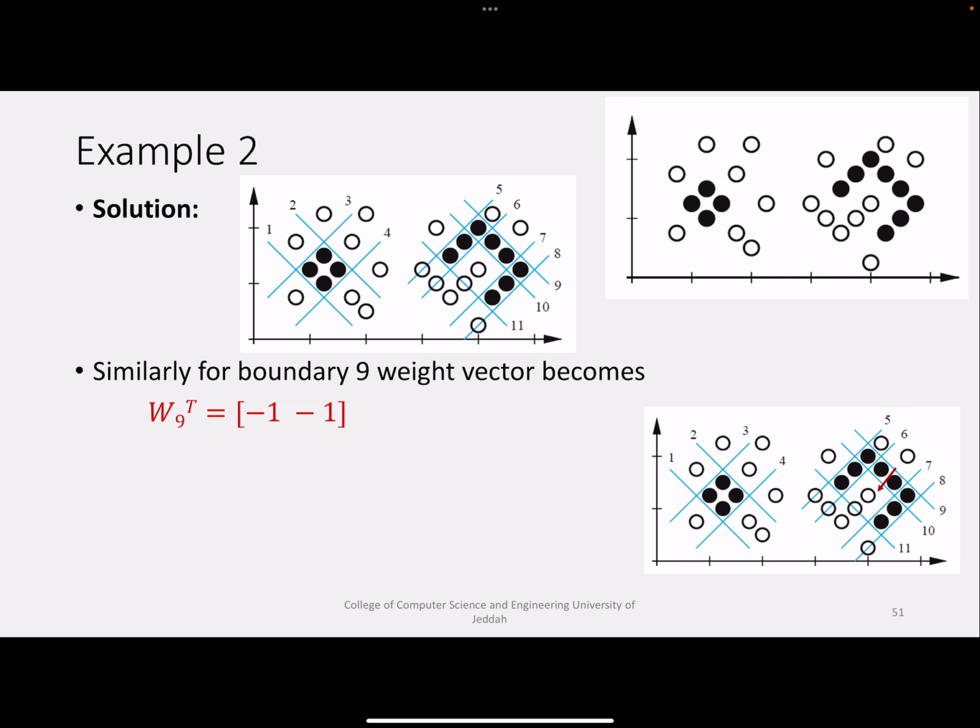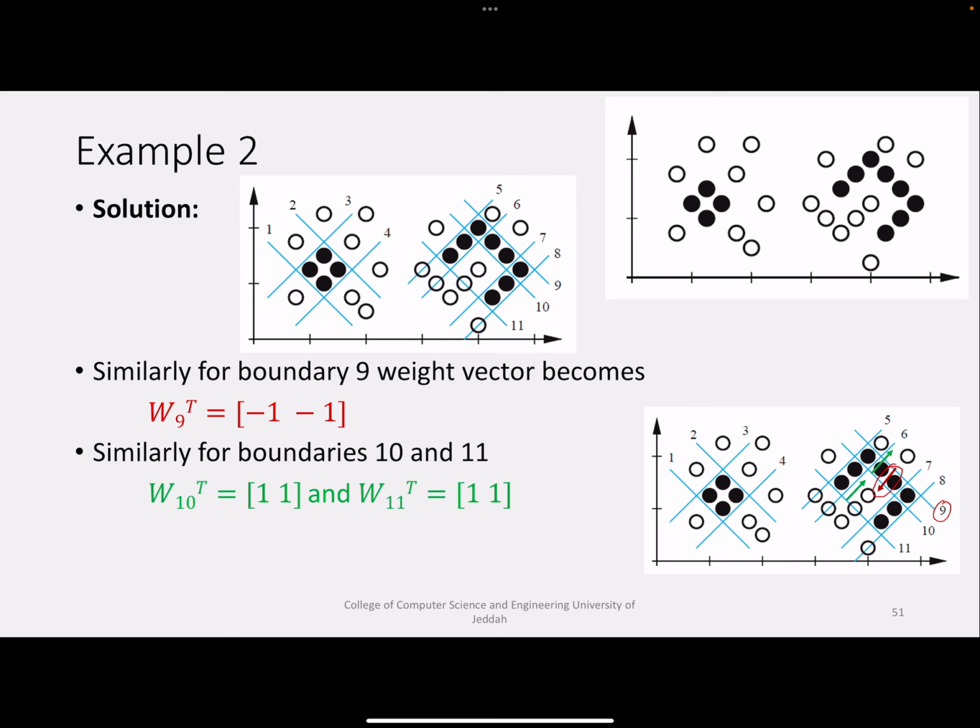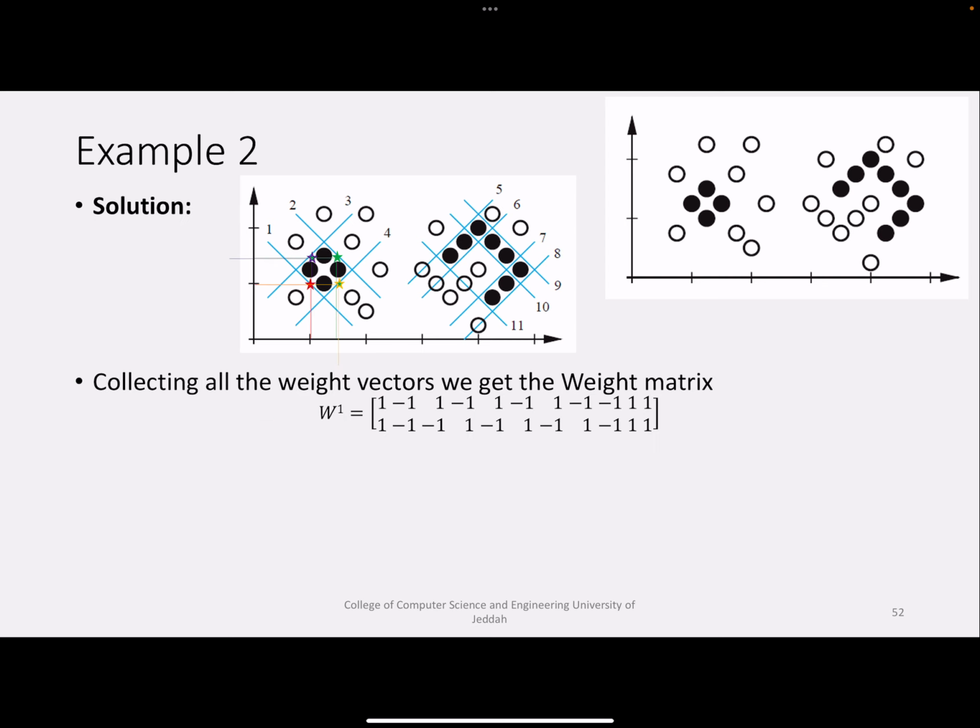That leaves us with decision boundary 9. That's that over here. Decision boundary 10, that's the one over here. And decision boundary 11, that's the one over here. So we have all weights for all decision boundaries together. We can put them into a single matrix, each column representing one decision boundary. So this is boundary 1, 2, 3, 4, 5, and so on. You can count them. This is 11.